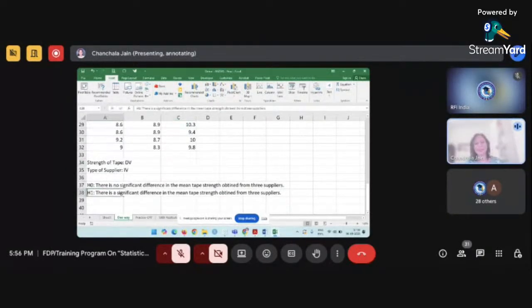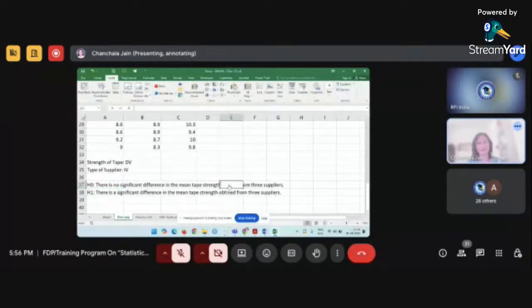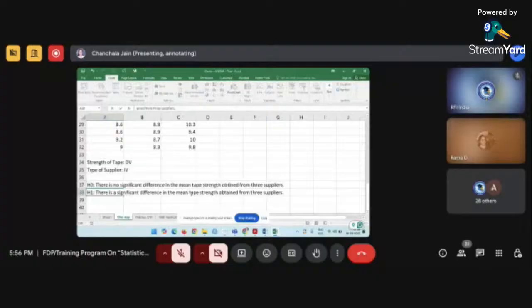I think I have not written the spelling of obtained correctly. There is some problem with my system today. I think it's not working properly, so I hope you don't mind. Obtained, I have maybe mistakenly misspelled. So you make it correct at your end.